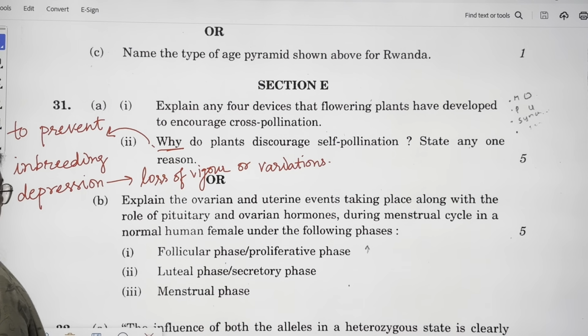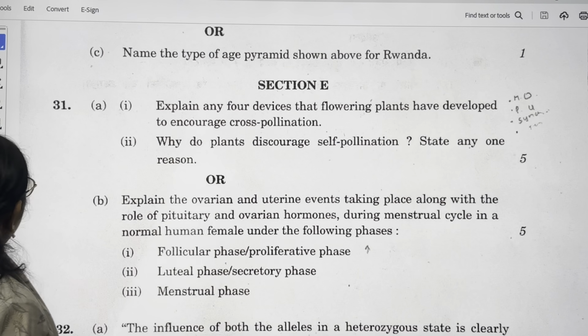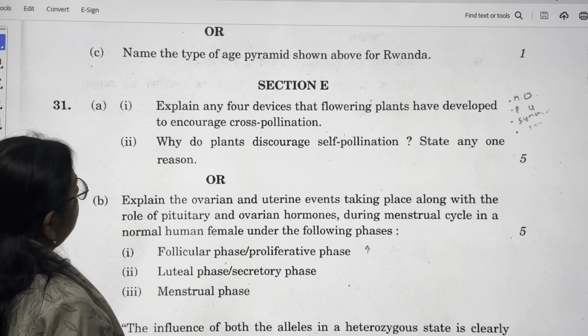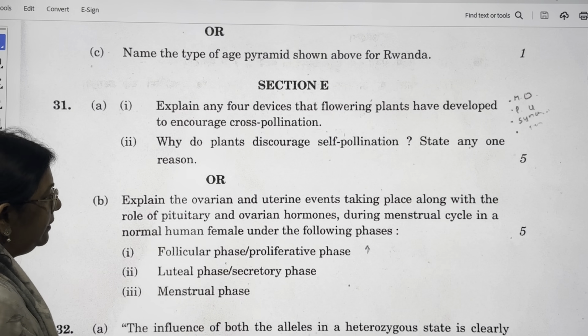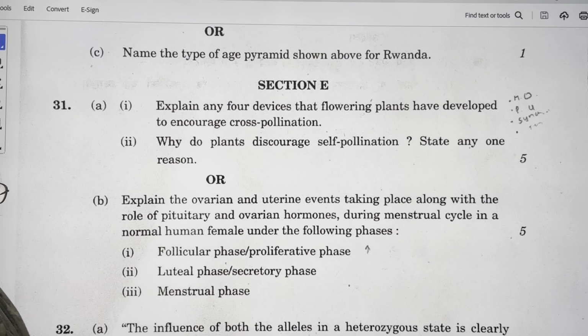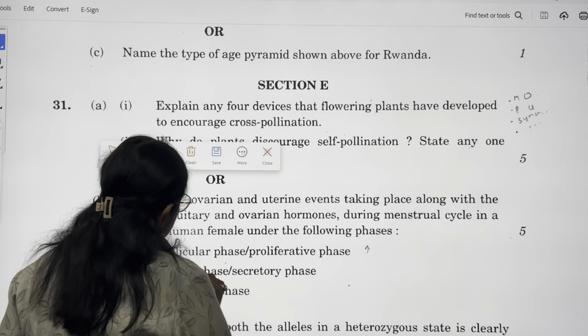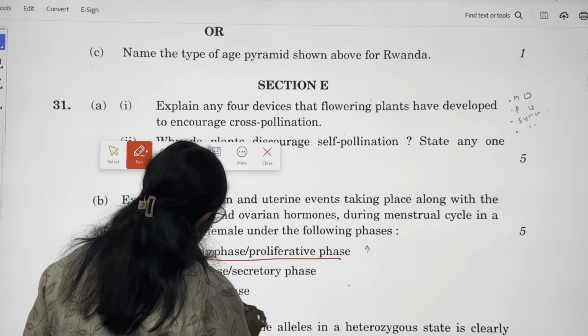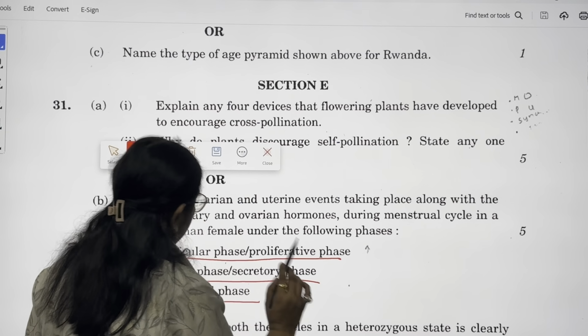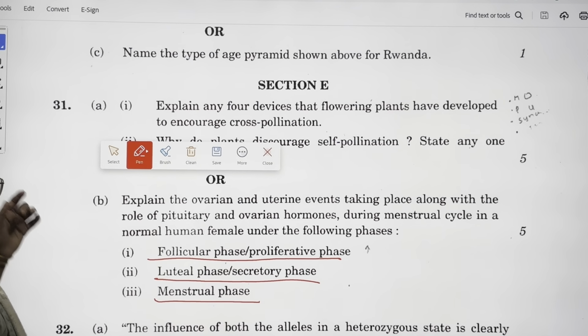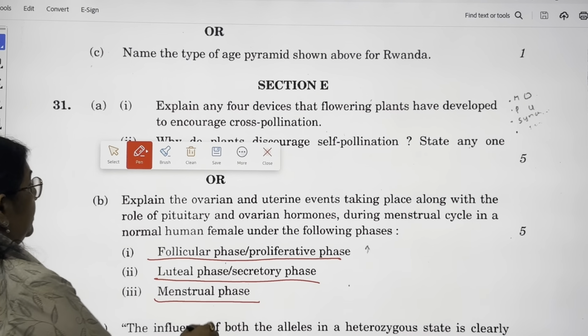Fine. Now the B part of this 31st question. Explain the ovarian and uterine events taking place along with the role of pituitary and ovarian hormones during menstrual cycle in a normal human female under the follicular phases. See what is to be written here. Explain the ovarian and uterine event.